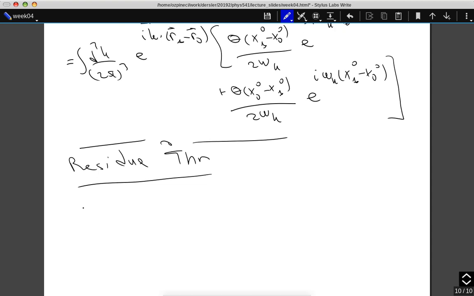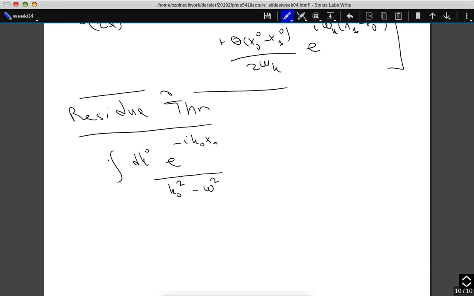So let's look at this one. dk0, e to the power minus i k0 x0. Let me just call it x0 for the time being. It's just a number for the time being. Divided by k0 squared minus omega squared. Let's look at this integral from minus infinity to infinity. Now, why do I consider this integral?